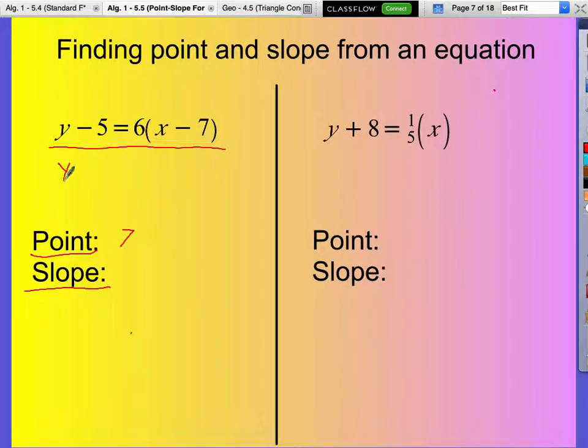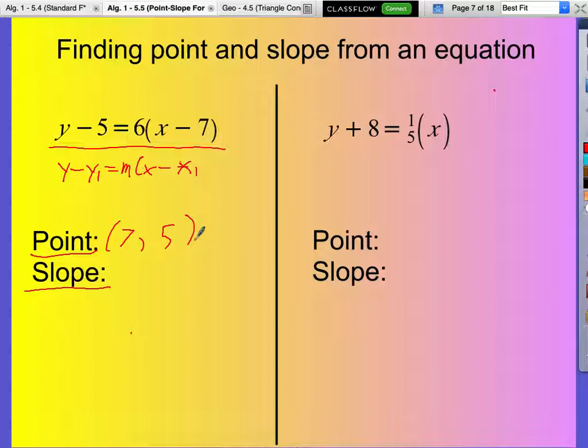Positive, because originally it's y minus y1 is equal to m times x minus x1. So if it's minus 7, then it's really minus the 7 is the x. And what's our y? 5. So we take the opposite of what's here, and the opposite of what's here, the negative of what's here and here, and that's our x and y.